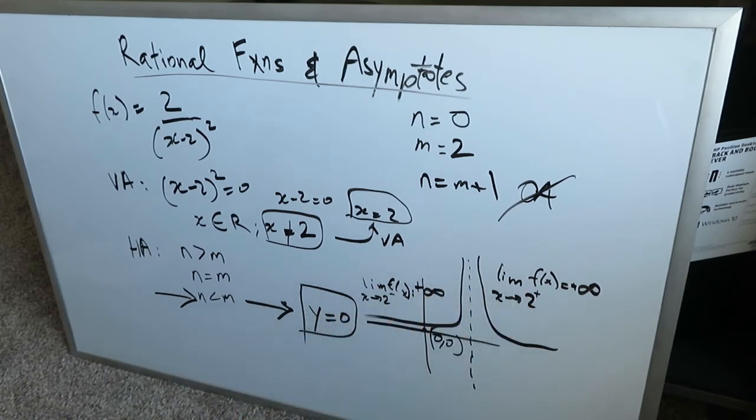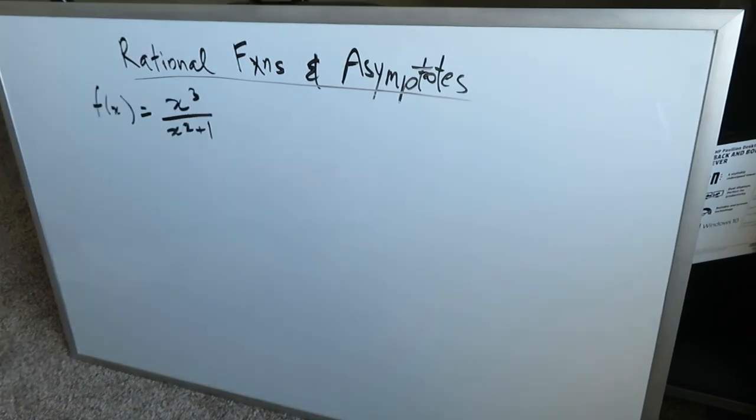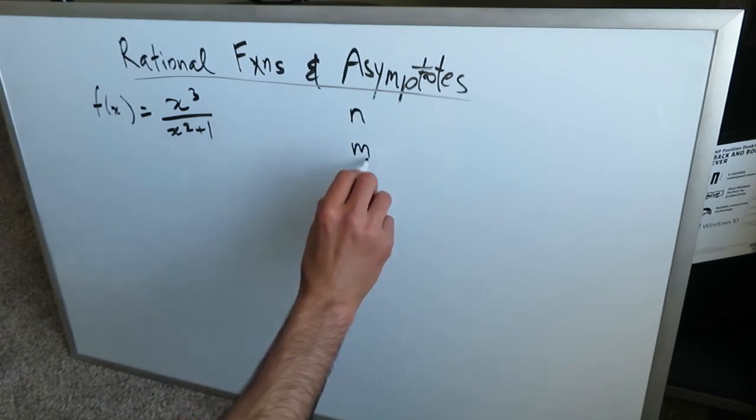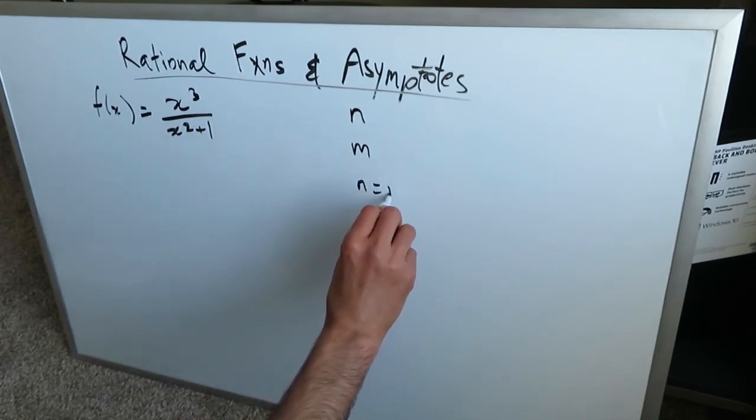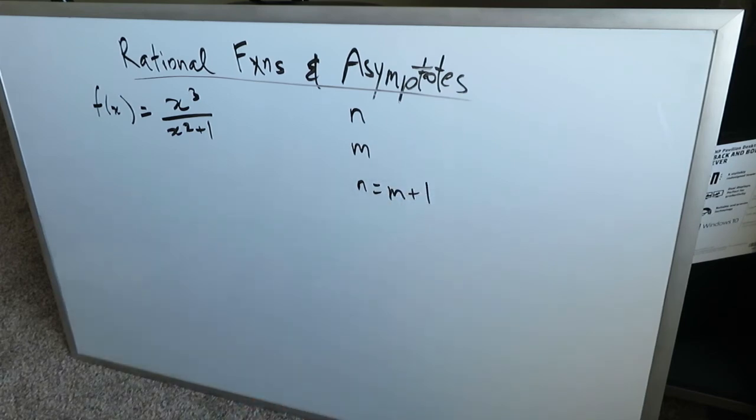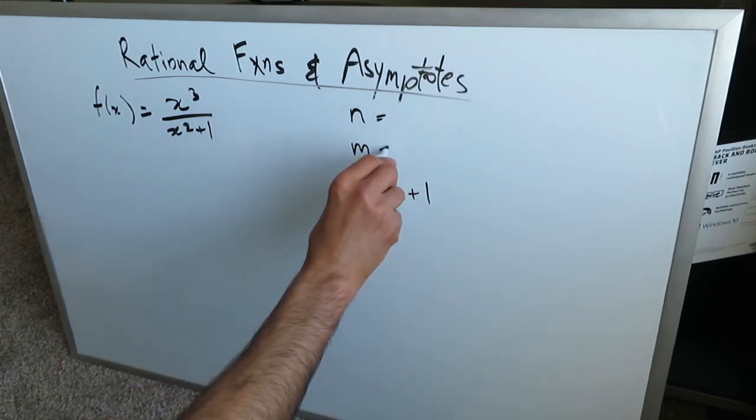Graphed in proper notation. Here is another rational function. Remember again, in terms of asymptotes, generally most rational functions will usually have two asymptotes, either a vertical or horizontal, and very likely if there's a horizontal asymptote, you'll not have an oblique asymptote. In this specific example, f of x is equal to x cubed over x squared plus 1. I will start again with this process: n, m, and n equals m plus 1.